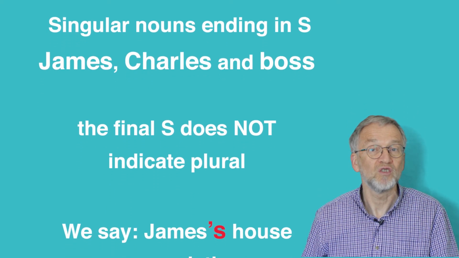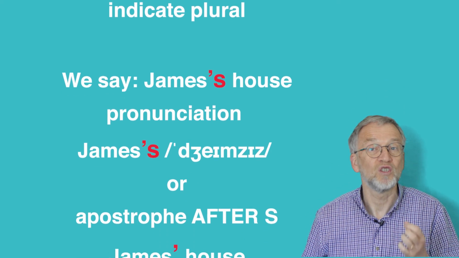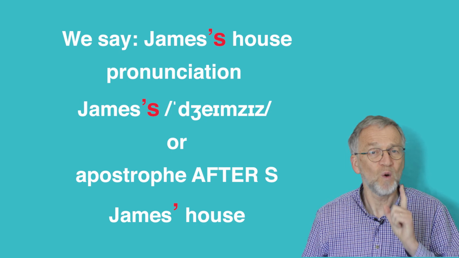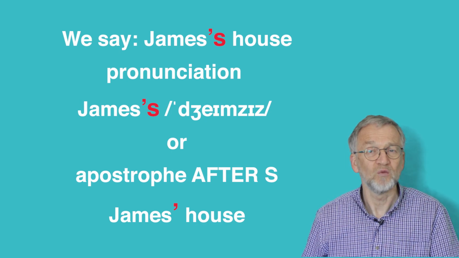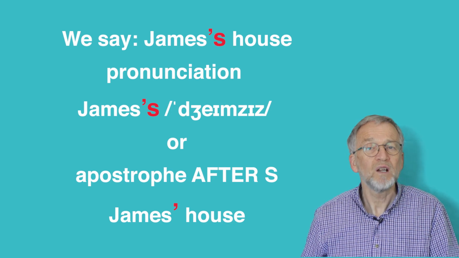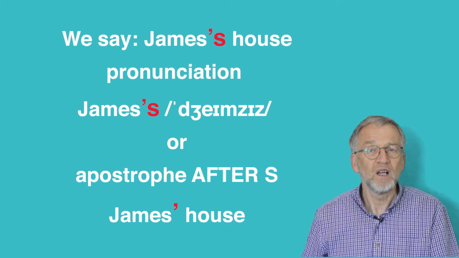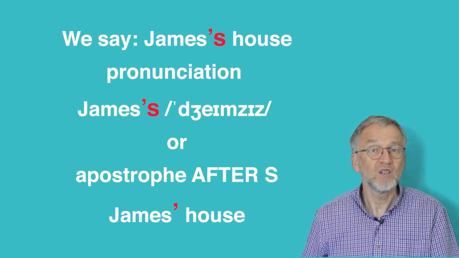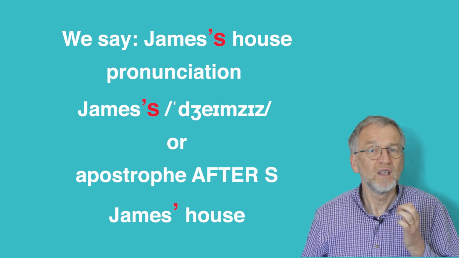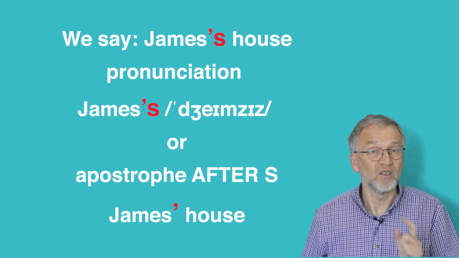All right, so we say James's house. So James, then apostrophe S and house. James's house. Notice the pronunciation. James's house. Okay. So this is the way I was taught at school. My family always spoke in this way. But there have been some changes in mentality, and now a lot of people write James apostrophe and no final S house. But the pronunciation should be the same, but written it's different.